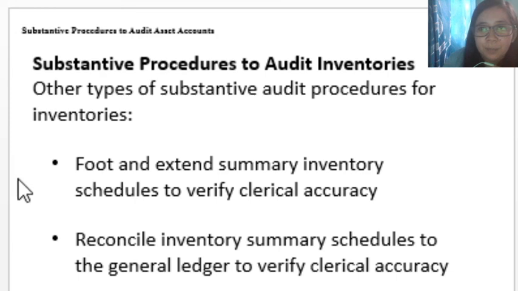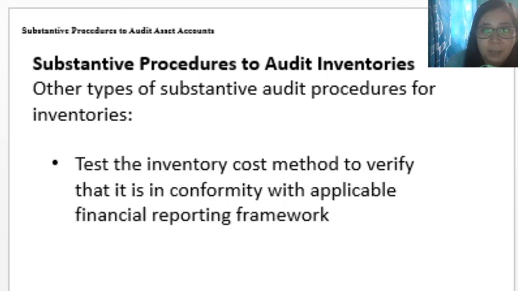Another, the auditor can also foot and extend summary inventory schedules to verify if there are clerical errors or if they are accurately recorded or forwarded. Next, the auditor can also reconcile inventory summary schedules to the general ledger to determine also if there are errors, because in this case, these amounts from the general ledger are used to present in the financial statements.